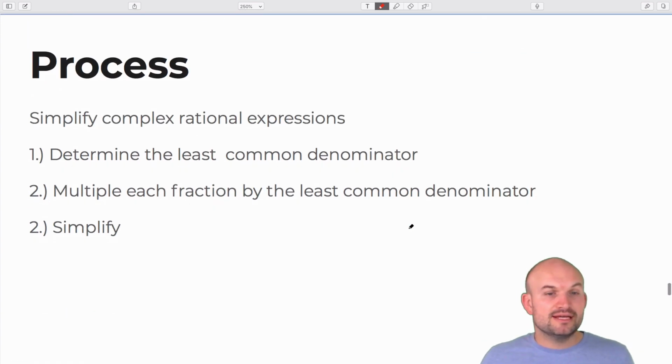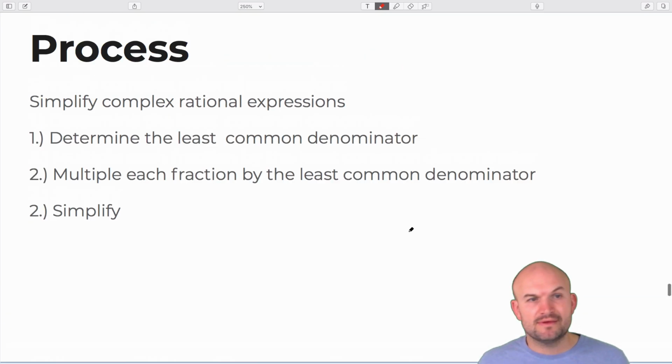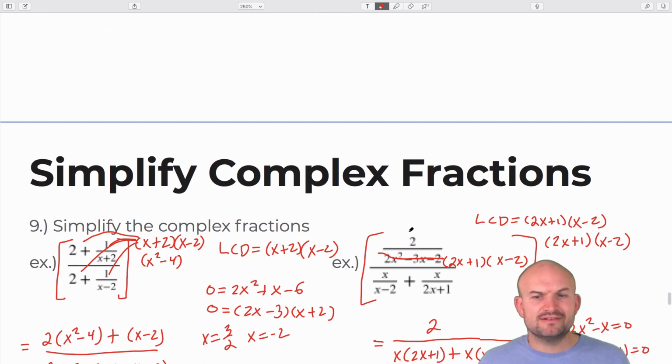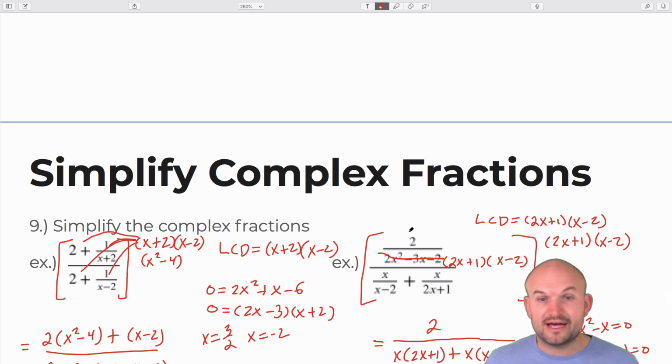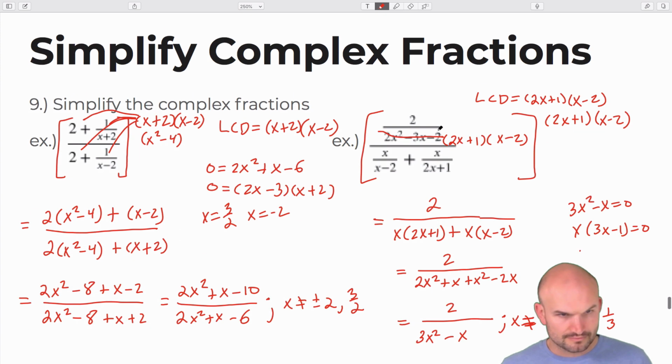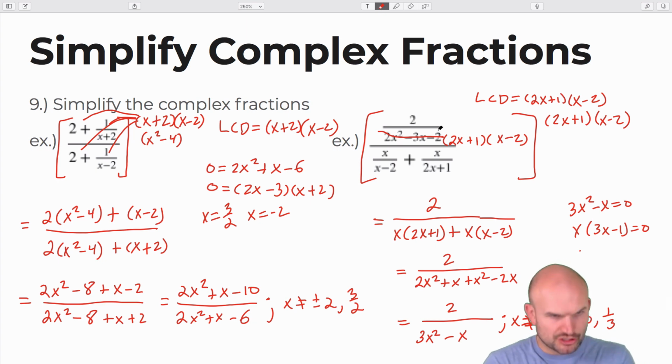Okay, so really all we're going to need to do is determine the least common denominator. We're going to multiply every single fraction by that least common denominator, and then we're just going to simplify. In this example, I'm going to leave off the excluded values. Did I? Yeah, I did. Okay, so in this case, for my examples, I actually showed the distributing, okay?